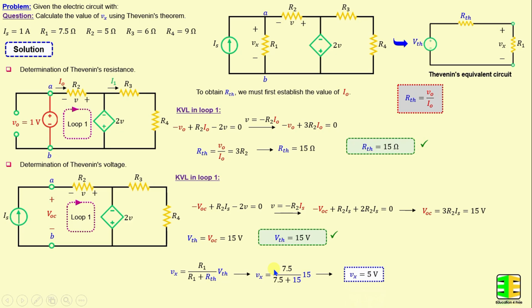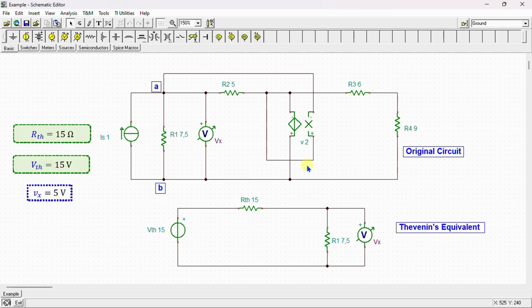After completing the calculations, I perform a simulation using SPICE to verify our results. Now let's proceed to the SPICE environment. Here is our network drawn in the SPICE simulator. We can see this is the original circuit, and this is the Thevenin's equivalent circuit between terminals A and B. I connect here a voltmeter in order to measure the voltage Vx across the resistor R1, and here I connect a voltmeter in order to measure the voltage Vx across the resistor R1 in the Thevenin's equivalent circuit.